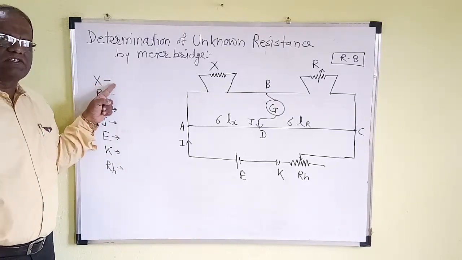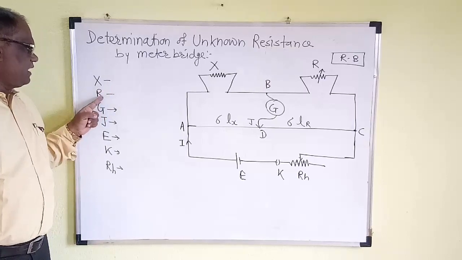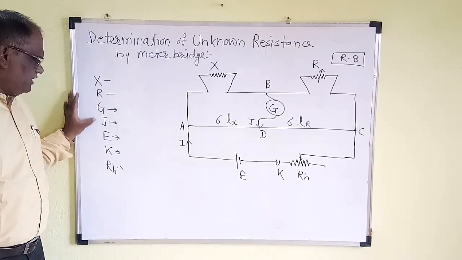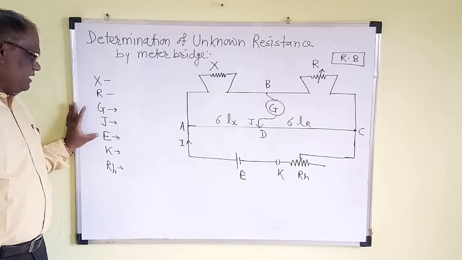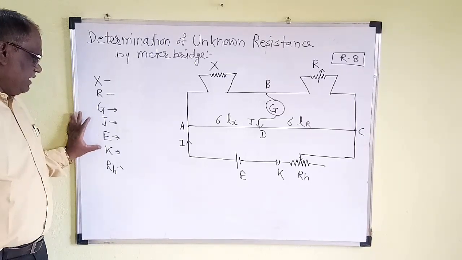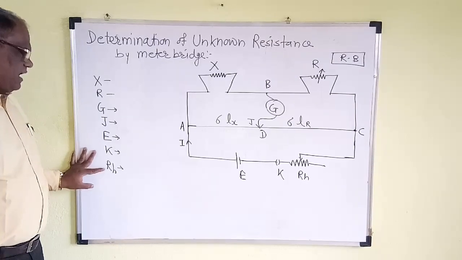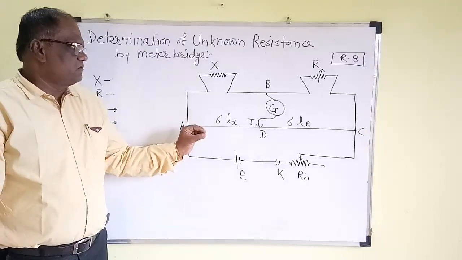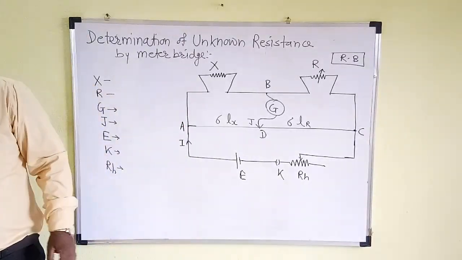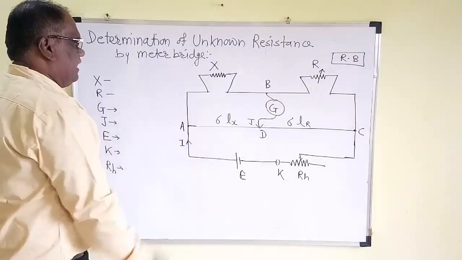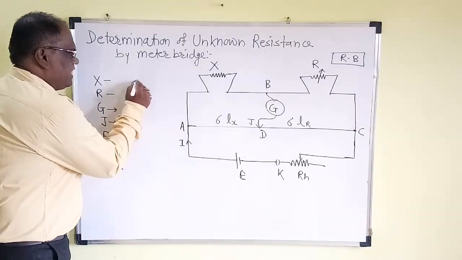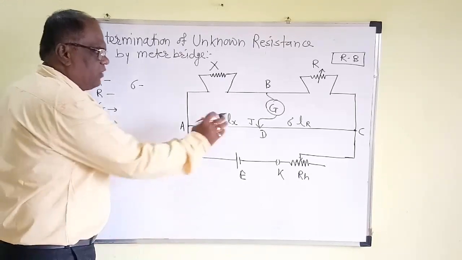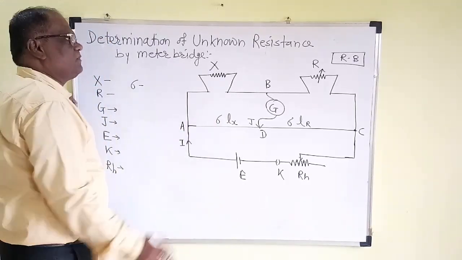X, unknown resistance connected in the left gap. R, known resistance from the resistance box. G, galvanometer. J, jockey. E, EMF of the cell. K, key. And RH, rheostat. Before performing the experiment, let us suppose that sigma is the resistance per unit length of the wire.